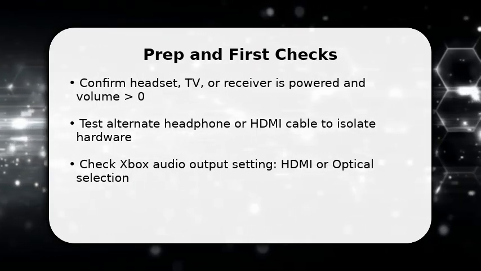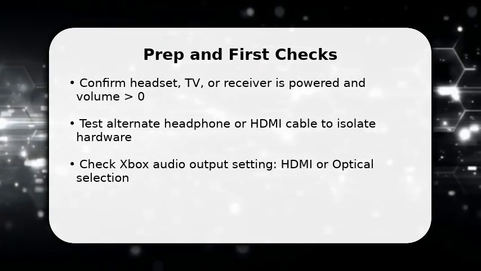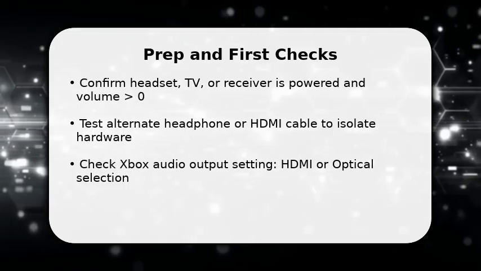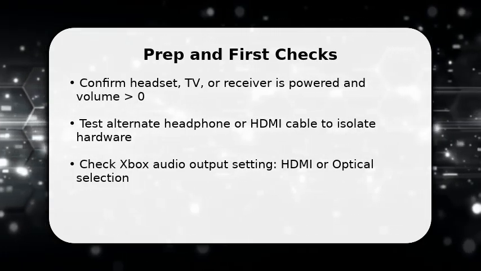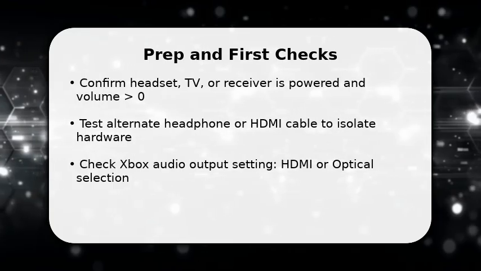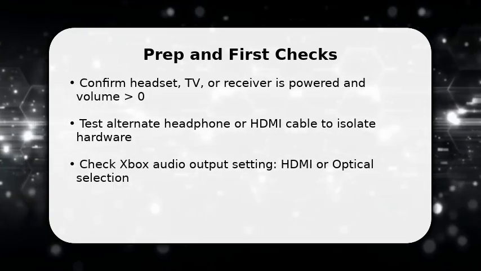Once done, go to Settings, General Volume and Audio Output, and make sure the output is set to the correct device. This directs audio to HDMI, optical, or headset, and prevents routing conflicts.